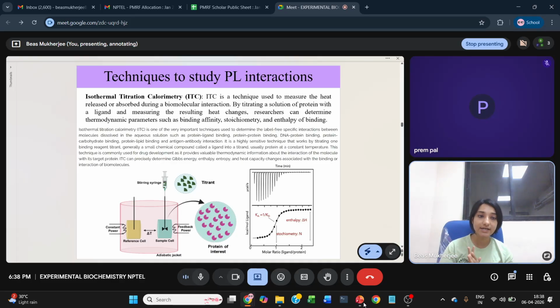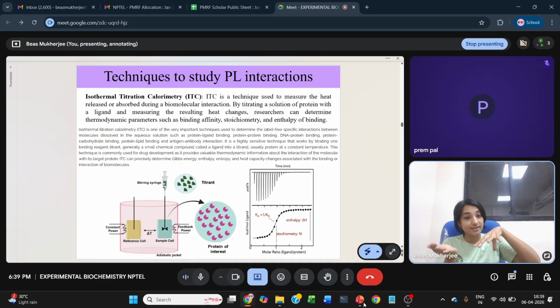So let's look at the setup. So there is a reference cell and there is the sample cell. So you provide some amount of energy so that the temperature is the same in both the reference cell and the sample cell. Now you add the titrant. There is some temperature fluctuation. So what you do is, let's say you have to provide more heat into the system, and now once again the reference cell and sample cell have the same temperature.